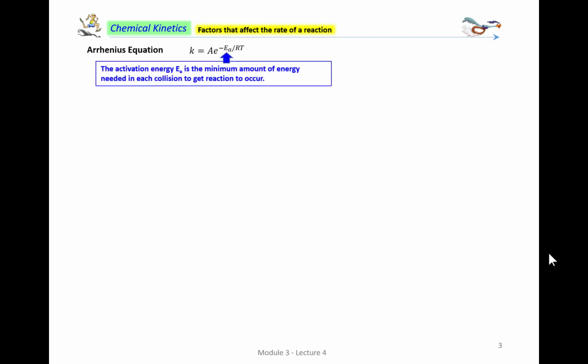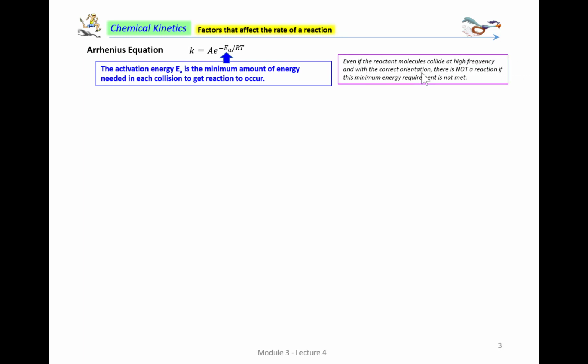Let's move down the Arrhenius equation and look at the activation energy. Remember, this e term is just the exponential function. So this is e raised to the power minus Ea divided by RT. So the next chemical term that we talk about here is activation energy. And remember, that's the minimum amount of energy needed in each collision to get the reaction to occur. The activation energy is probably the most important term we're going to talk about in this lecture.